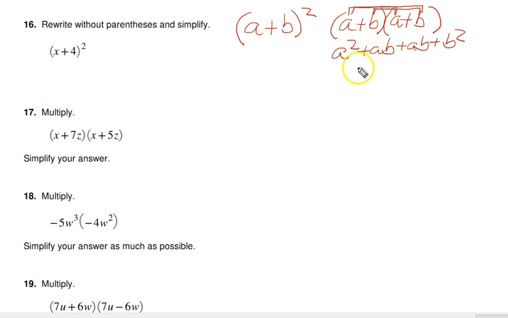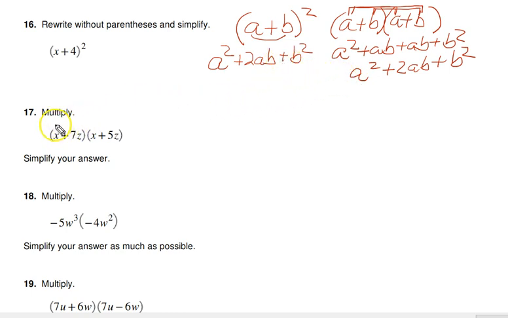And we have like terms in the middle that are identical, so we get A squared plus 2AB plus B squared. And we call this a perfect square trinomial. Now the shortcut method that you're going to need in Math 1108 is you square this first term, that gives you A squared. You multiply these two together, that gives you an AB. But now you double it, so you get 2AB. And then you square this term, and that gives you a B squared. And you'll notice the answers are the same.